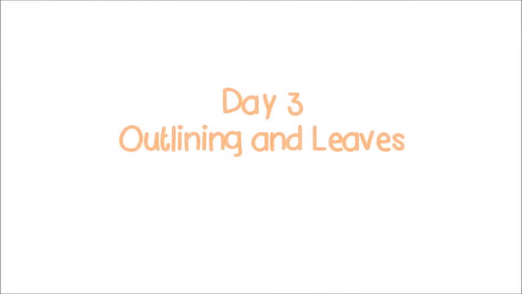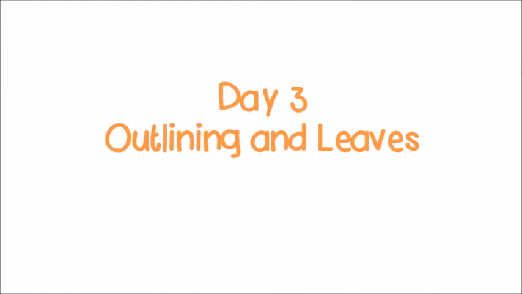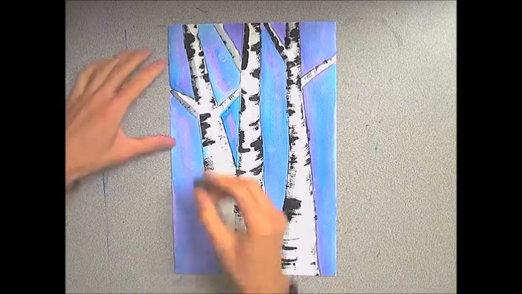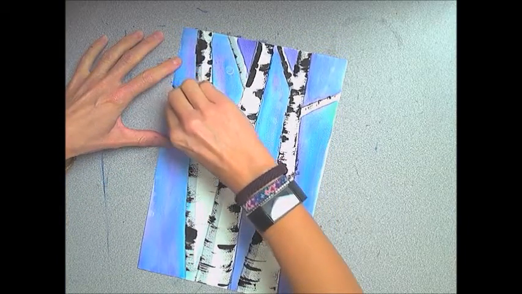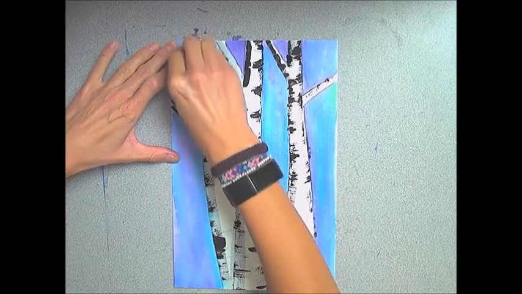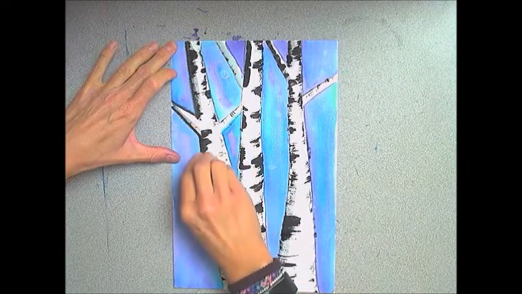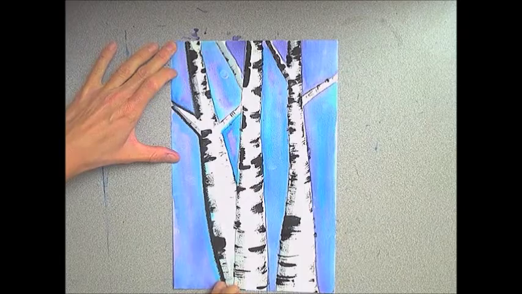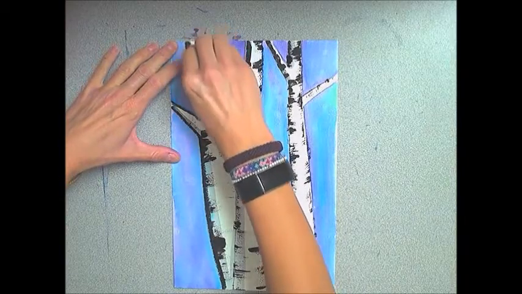Now it's time for day 3, and adding some little details like outlining the trees and making the leaves. Using a thick, bold black oil pastel, you're going to push hard and drag it slowly across all of your pencil lines. This will help make your shadows, your textures, and your trees stand out.